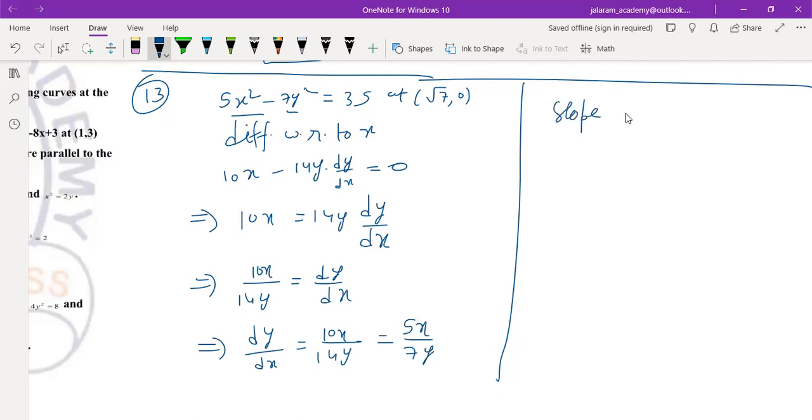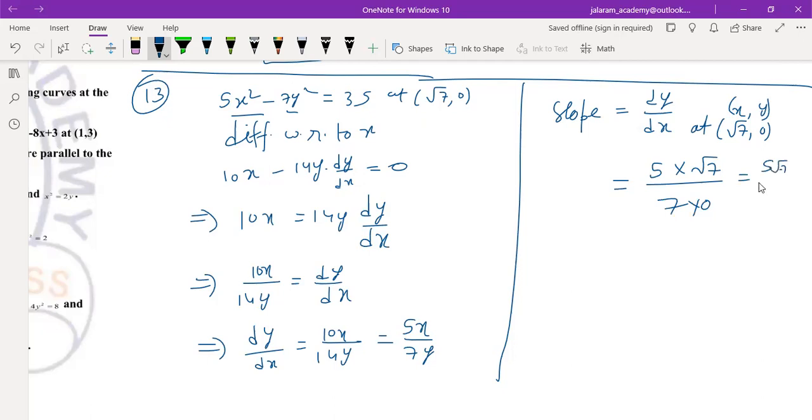So the slope of the tangent is equal to dy by dx at the point of contact, that is when we take x equals root 7, y equals 0. So it becomes 5 into root 7 upon 7 into 0. So it is 5 root 7 upon 0, that is, slope is not defined. And whenever slope is not defined, we know that this tangent whose slope we are going to find is parallel to the y-axis, as any line which is parallel to the y-axis has its slope not defined. Whenever 0 is at the denominator, we write it as not defined.